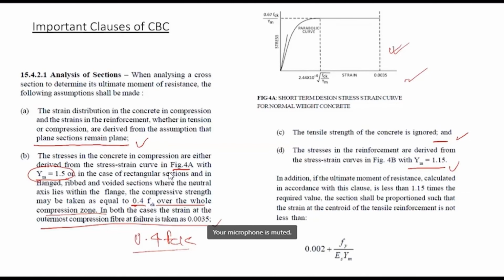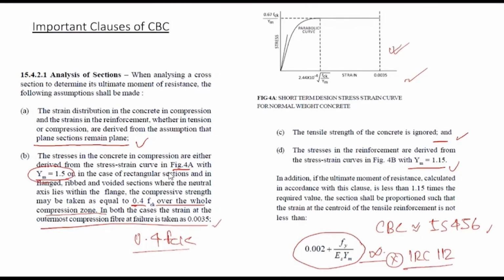And the maximum strain in the reinforcement should not be less than this. So this provision is given in IS 456. The provision of CBC for flexure is mostly similar to the provision of IS 456. This provision was not there in IRC 112.